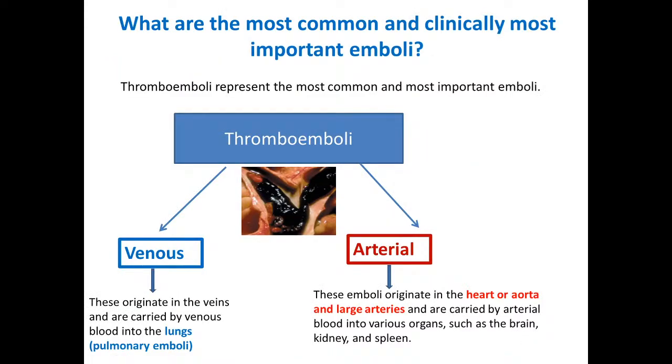What are the most common and clinically most important emboli? Thromboemboli represent the most common and the most important emboli. Venous thromboemboli originate in the vein and are carried by venous blood into the lung, as pulmonary emboli. And arterial thromboemboli originate in the heart or aorta and large arteries and are carried by arterial blood into various organs such as the brain, kidney, and spleen.